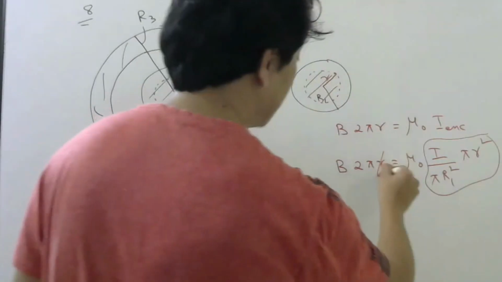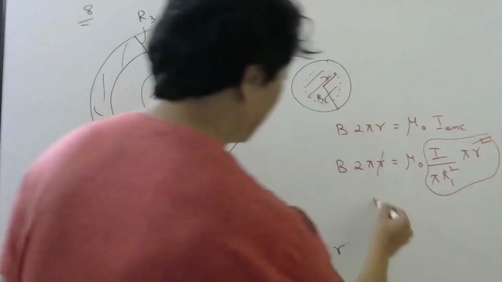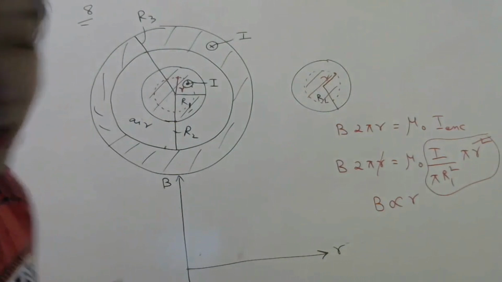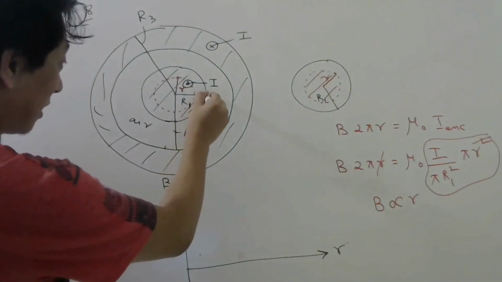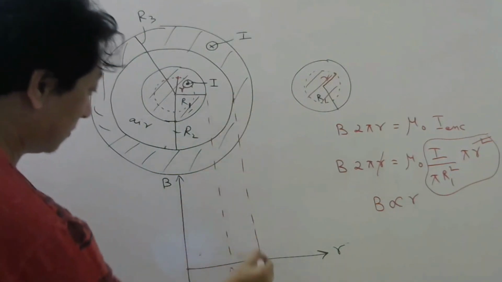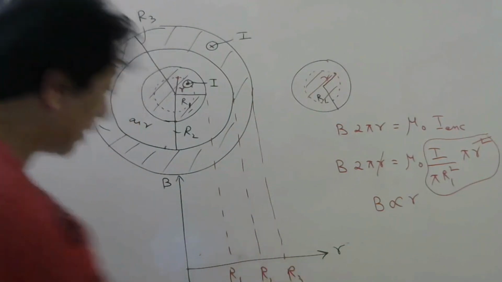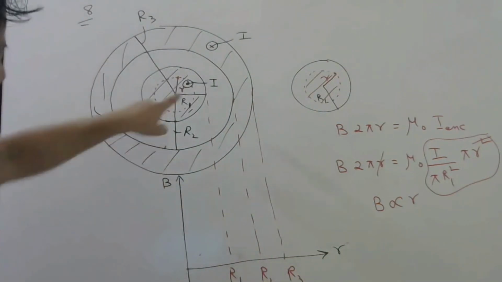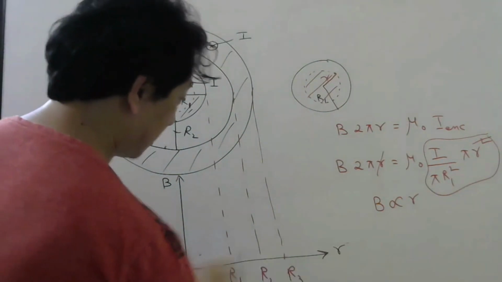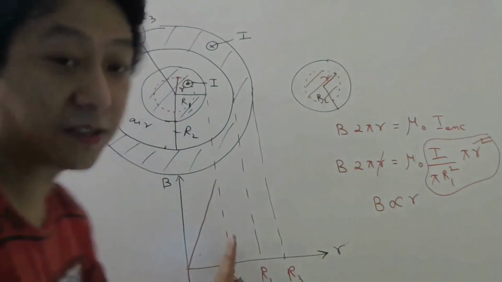So one r you can see will cancel. Other things are constant in this problem. So magnetic field is proportional to r. In class also we have done this part. So as long as you are inside, this is your R1, let us say, this is your R2, and this is your R3. As long as you are inside this conductor, your magnetic field will be directly proportional to distance from the center. So it will be a straight line like this, as long as you are inside.